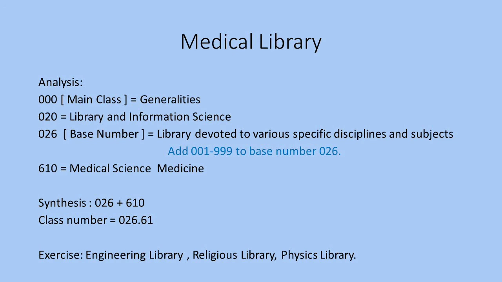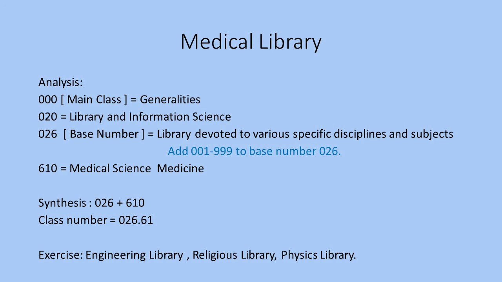Our libraries are devoted to medical science. So in the schedule, in 610 there is the class number of medical science. So I have written 610 equal medical science or medicine. Okay, now the synthesis will be 026 for the base number. This notation is for the library devoted to a specific discipline or subject, plus 610, this is for medical science. Our class number will be 026.61.